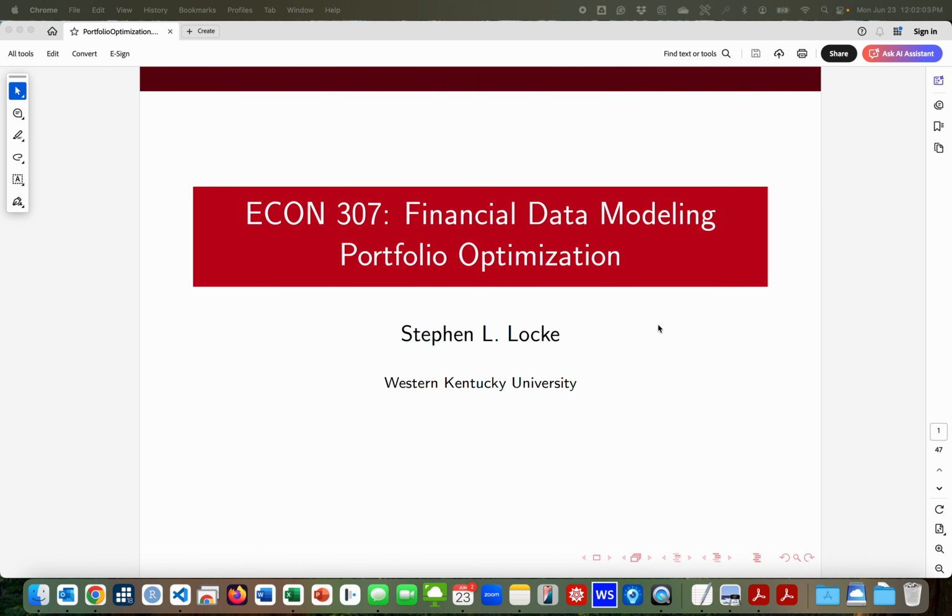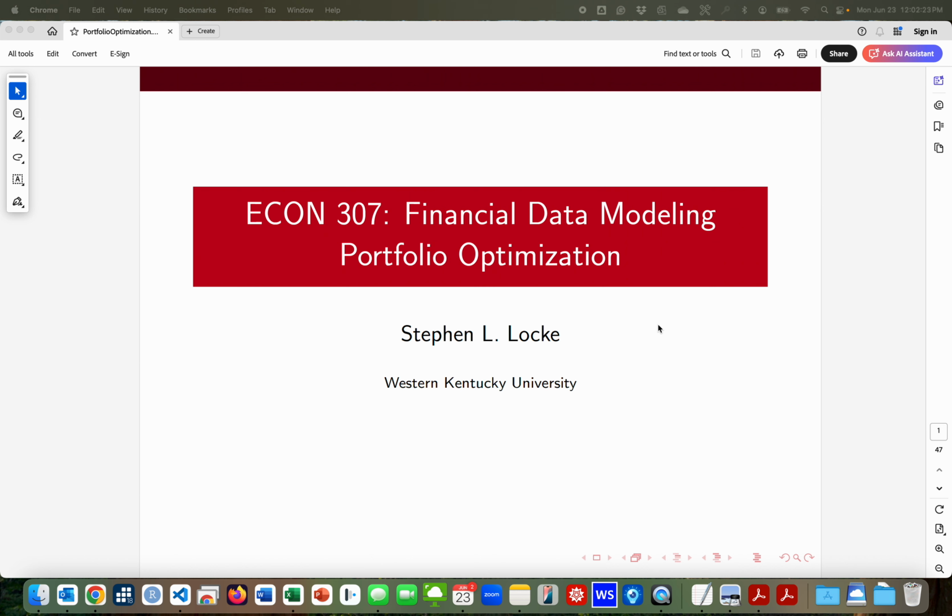If you want a high return, you're probably going to have to accept more risk. If you want a lower variance, you're probably going to have to accept a lower return. So this is going to walk us through how portfolio optimization works. And again, this is portfolio optimization.